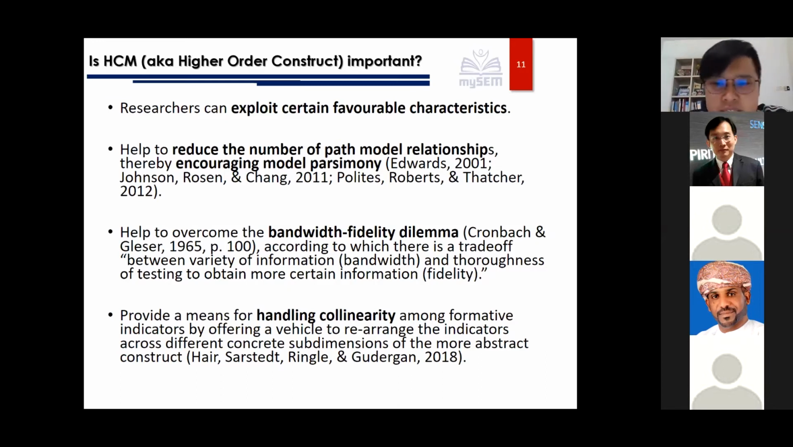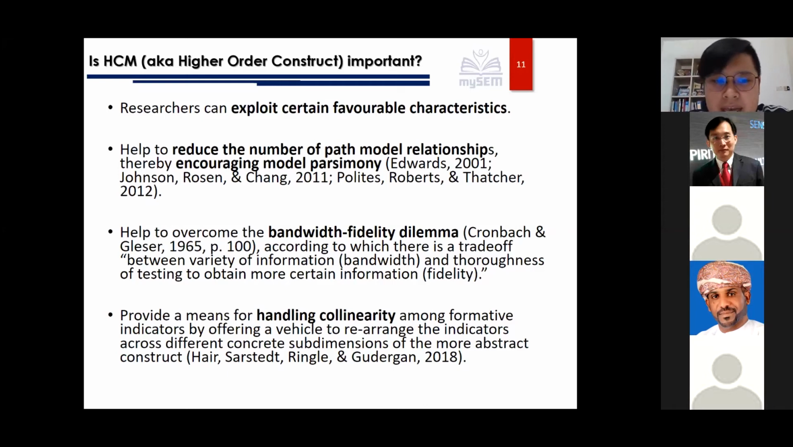The second reason why people use second order constructs, which I have explained just now, is that it helps to reduce the number of path model relationships. I'm going to explain this in a further slide. It focuses on the fundamentals of parsimony, right? Sometimes you do not want your model to be complex. Therefore, using a second order construct, you reduce the number of path model relationships, or so-called hypothesis relationships. Therefore, it will become parsimonious.